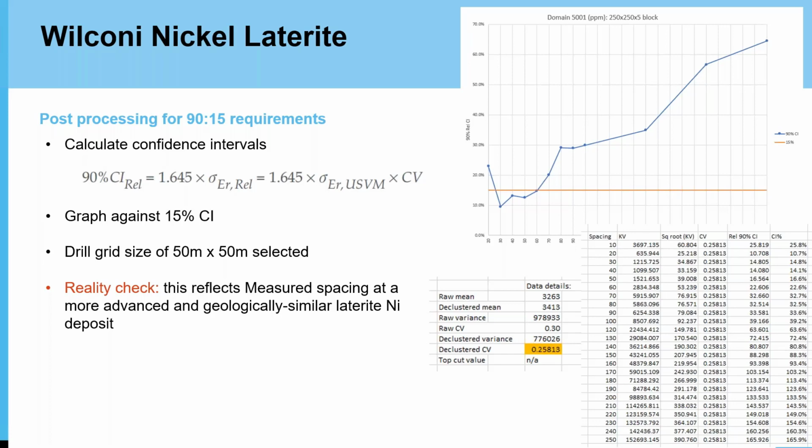So it's nice that the two processes spoke to one another, but it also is really important to take a reality check. And you don't want to work in isolation. So a quick Google search or chatting to colleagues about what other similar deposits have used reflects that a 50 by 50 is appropriate for a measured drill spacing for a nickel laterite deposit.